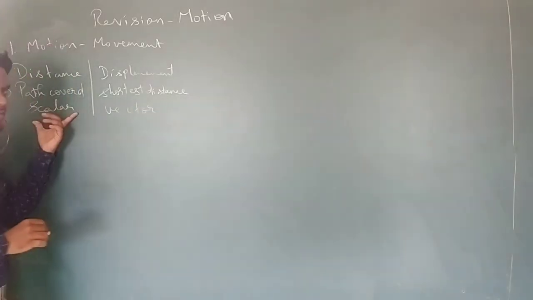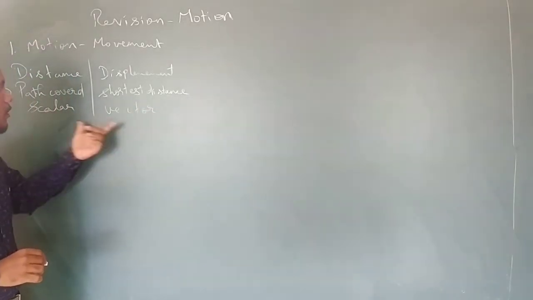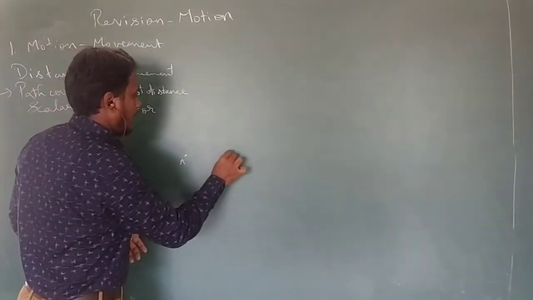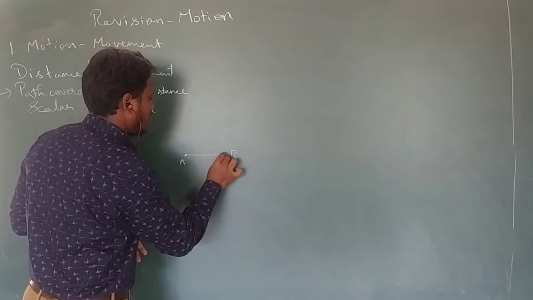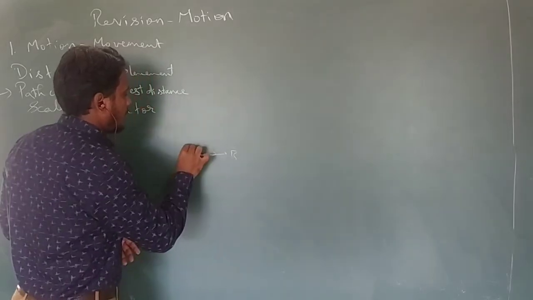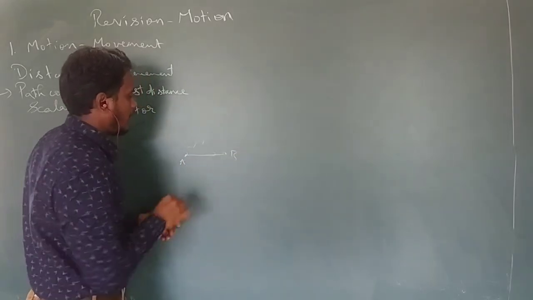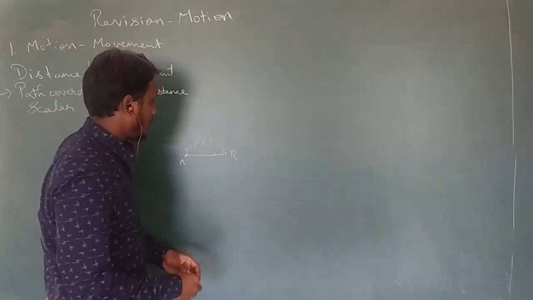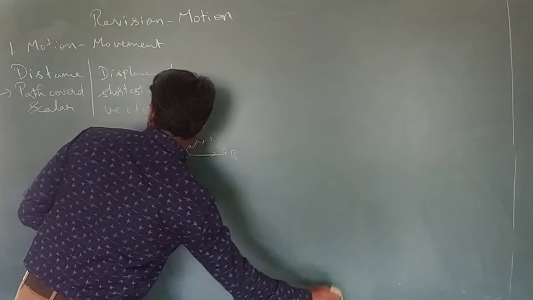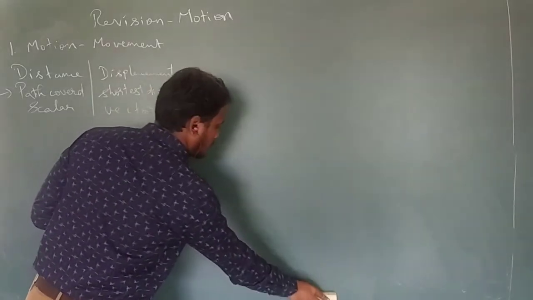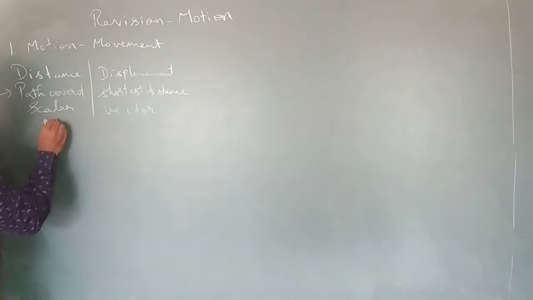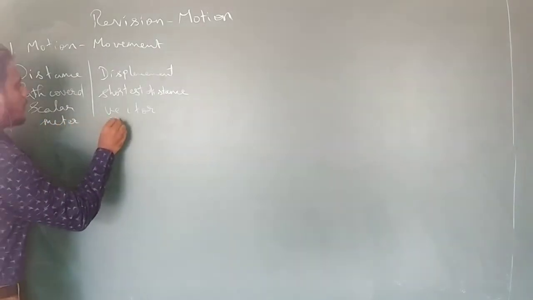What is scalar? It does not have a direction, it has only magnitude. A vector quantity has both direction and magnitude, because between A and B, if it is a straight line, I can mention a direction. If it is like this, I cannot mention a particular direction, right? Because at different points the directions are changing. Fine. And the SI unit for both distance and displacement is meters, right?